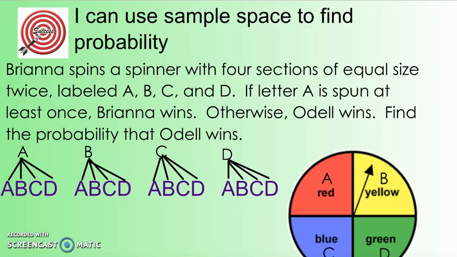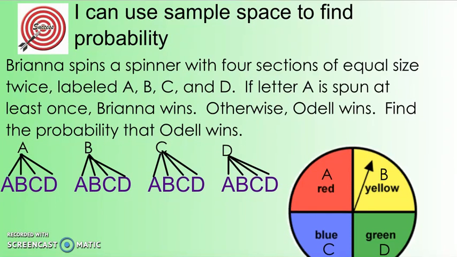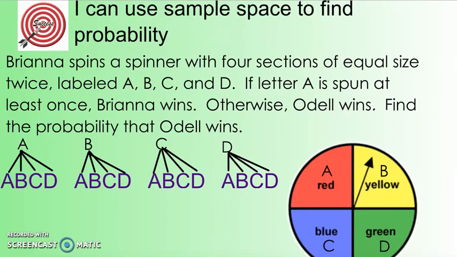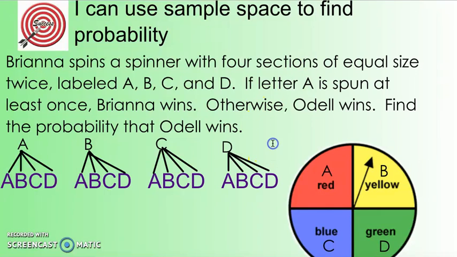Now our next target is I can use sample space to find probabilities. So now I'm using sample space to figure out the chances of something happening. Brianna spins a spinner with 4 sections of equal size twice, so 2 times, and they're labeled A, B, C, D. If letter A is spun at least once, Brianna wins. Otherwise, Odell wins. Find the probability that Odell wins. Well, first of all, I created a tree because I thought that would be quicker for me. This is the first time that it's spun.